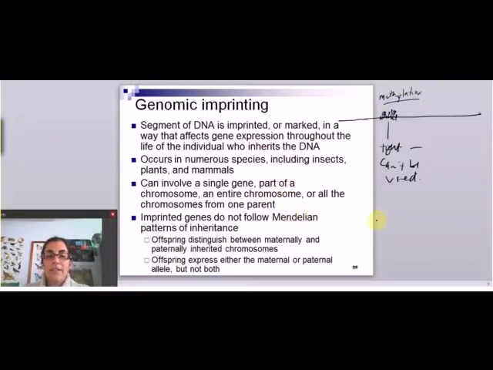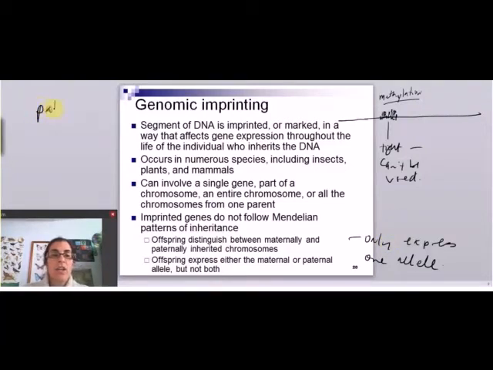In many cases, it's affecting the gene of one parent. So this is a way that offspring are going to distinguish between maternally and paternally inherited genes. So instead of expressing both the mother and the father's copy like we normally do, they'll only express one. So one will get shut off by this methylation, and the other allele will be expressed, so that you only see either paternal or maternal inheritance.